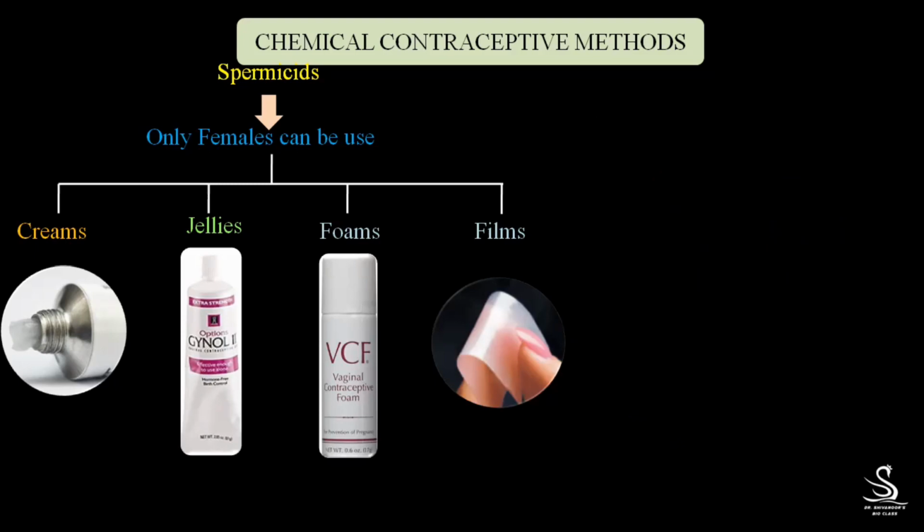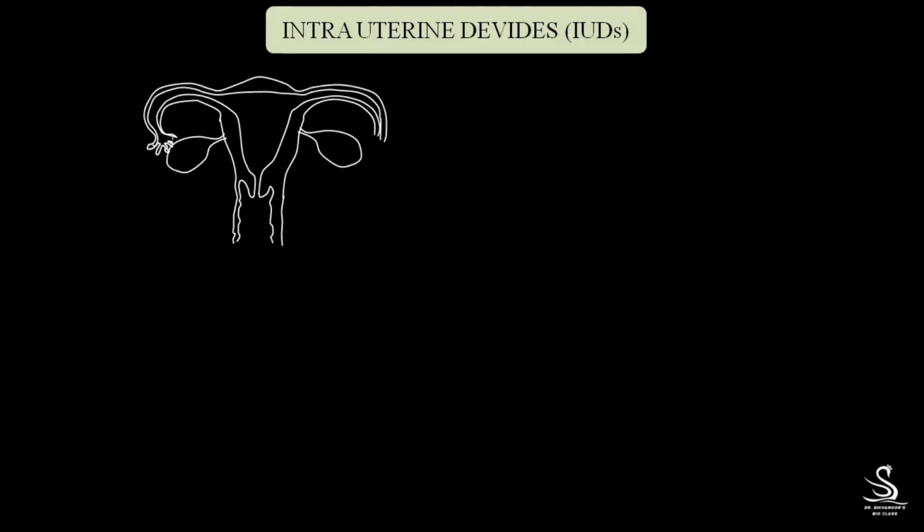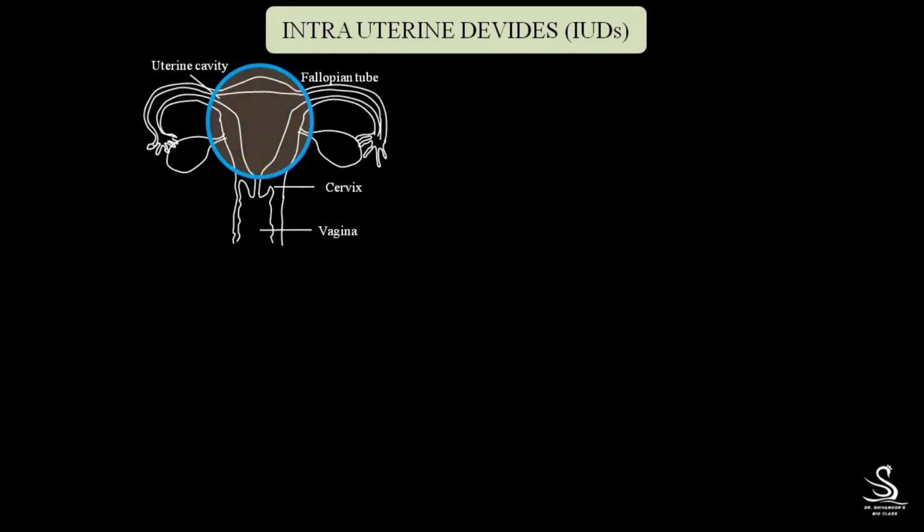Now let us understand the intrauterine devices. Students, whatever the intrauterine devices are, the name itself says that they are going to be placed inside the uterus. Suppose this is the female reproductive system. These are the fallopian tubes and the uterus. It has a cavity, the cervix over here, and the vagina. Now let us first understand where they are going to be used. Students, all these devices are going to be placed inside the uterus. Hence, they are called intrauterine devices.